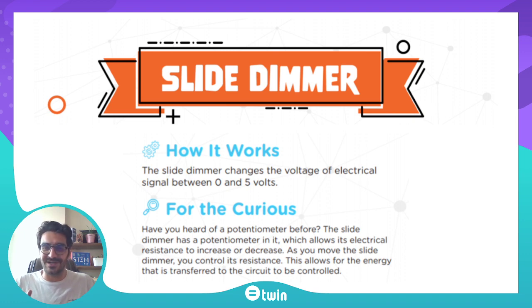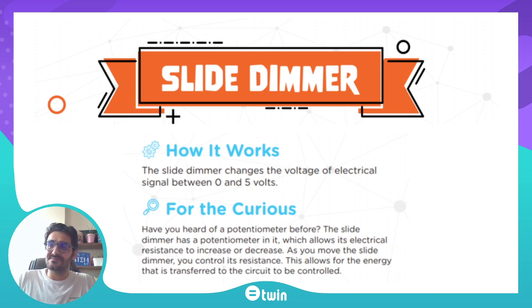And for the curious one, you can explain slide dimmer and mention about potentiometer. So the slide dimmer has a potentiometer in it, which allows its electrical resistance to increase and decrease. And what's happening in here is actually you are increasing the resistance and decreasing the resistance. So electrical flow change, the voltage value change according to the resistance in here. So the main working principle of slide dimmer is like this.